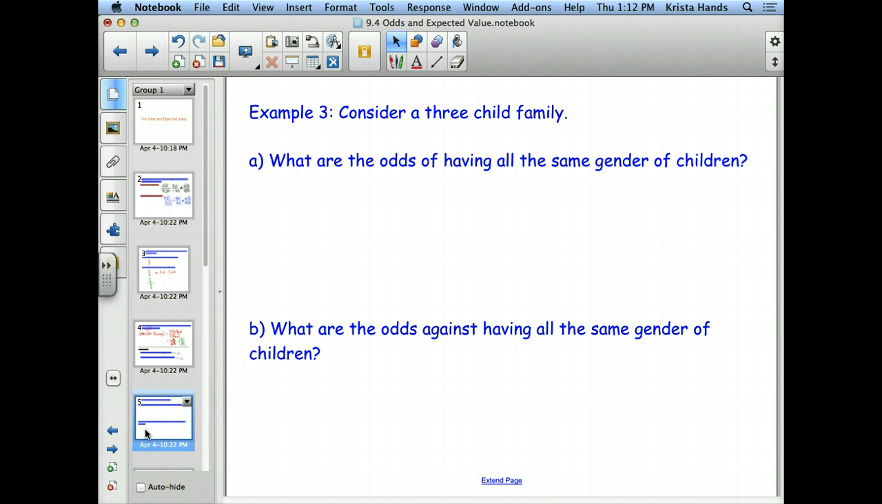So we've got a 3-child family. We did this a minute ago in the last lesson, didn't we? We've got a 3-child family. We did it with Huntingtons and not Huntingtons. We didn't do it with boys and girls, but we can still do it with boys and girls.